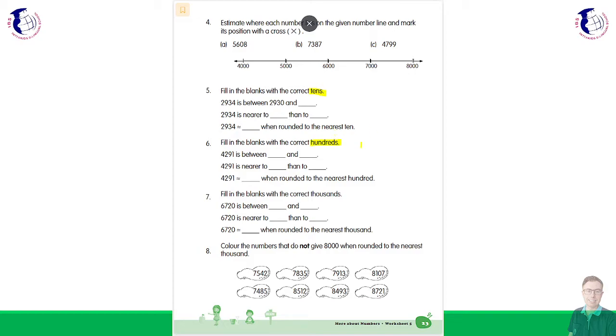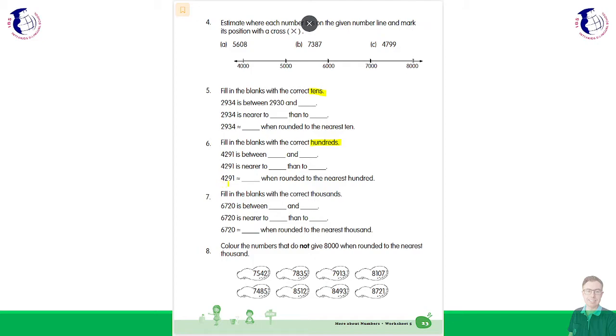So this one, you basically go down to the next 100. So you've got 4,291. Then you go up from there till you reach the next 100. And write the lower one here and the higher one here. And write which one it's closer to here. And which one of those two it's further away from here.